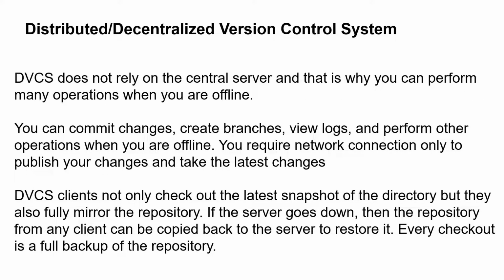In distributed version control system, it does not depend upon a centralized server, which means you can perform most of your operations offline. You can perform commits, create branches or view history. Everything you can do offline. You need internet connectivity only when you want to publish your changes to the online version or you want to download some of the changes done by your teammates to your local. And also everyone will have a copy of the repository in their local. Suppose the server crashes, we can bring the repository back up. And the version control system which Git follows is distributed version control system. Now let's get into Git.